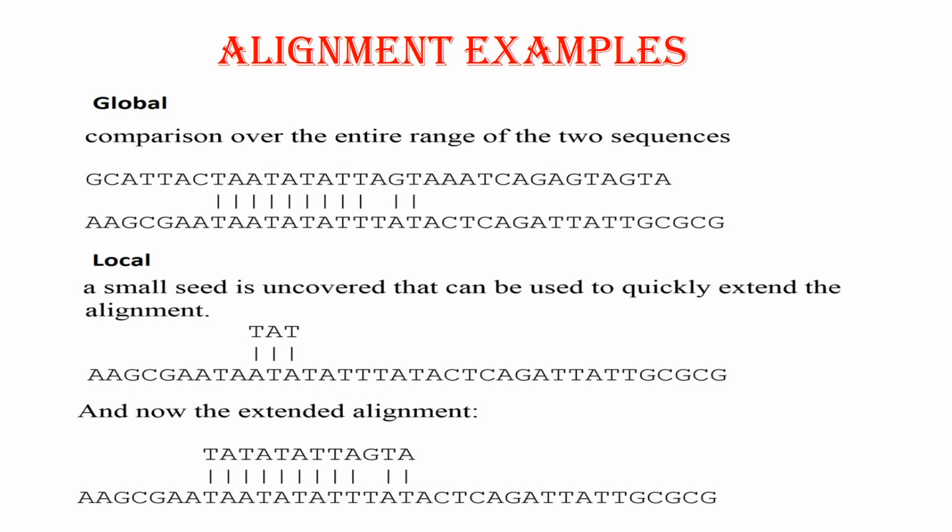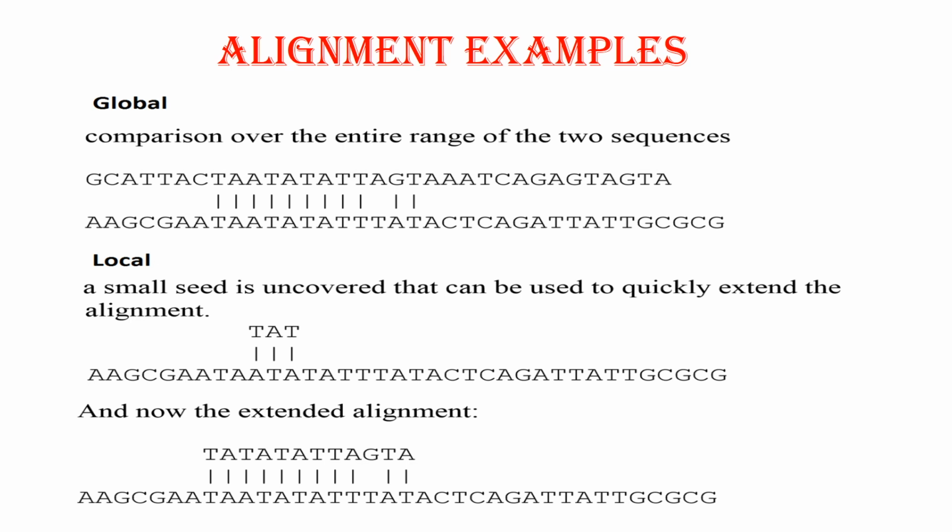This slide shows how local and global sequence alignment are performed. In the case of global sequence alignment, the alignment takes place for the entire region, from the start to the end of the nucleotide sequence. From the first nucleotide to the last nucleotide, when we are performing alignment, it is called global alignment.